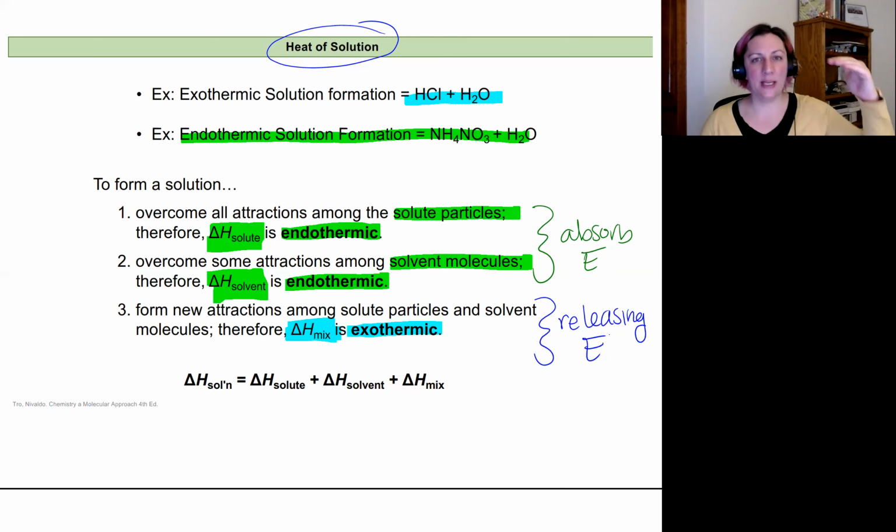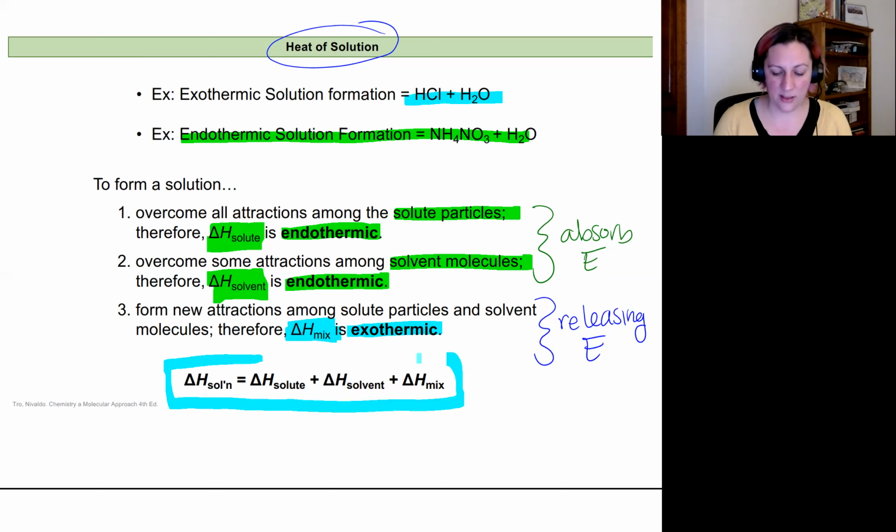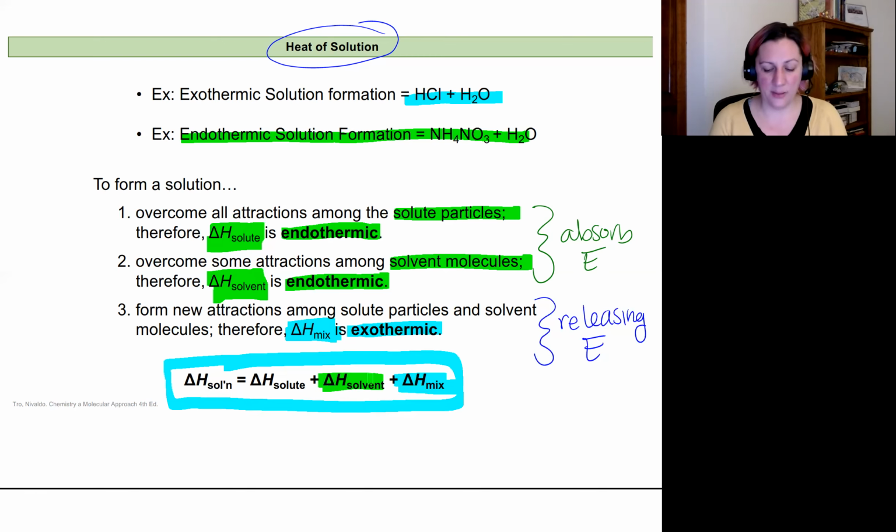And so if we can break down the process of forming a solution into these three steps, we can calculate a heat of solution or enthalpy of solution from these three separate pieces. So we can say that the enthalpy of the solution, or heat of the solution, is equal to the enthalpy of the mixing plus the enthalpy of the solvent and the enthalpy of the solute.